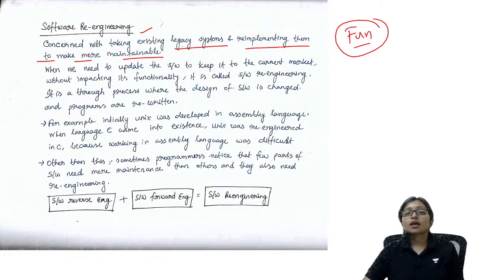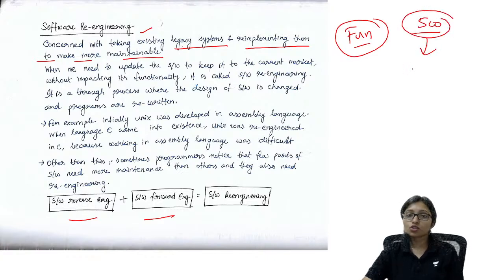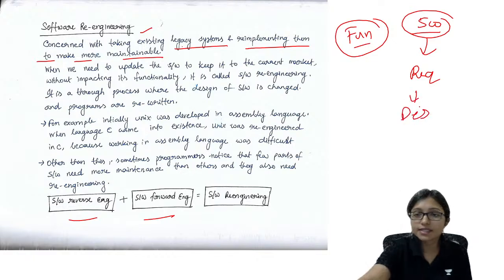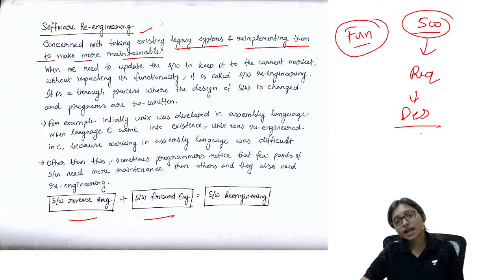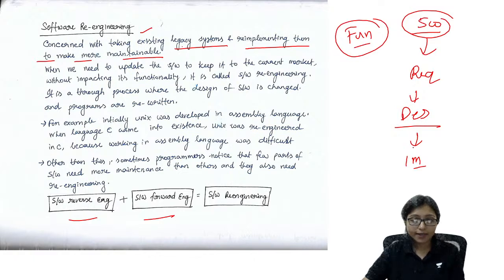And it is reverse plus forward. First of all, we have to do the reverse engineering because the ready software is here. From the ready software, first of all, I have to understand the requirement. Then I have to fix the design. After requirement, I have to do the design. Then only we can go for implementation.